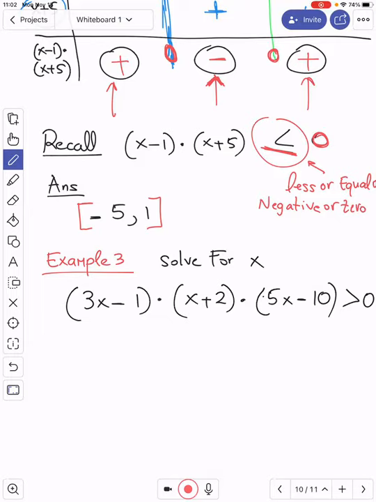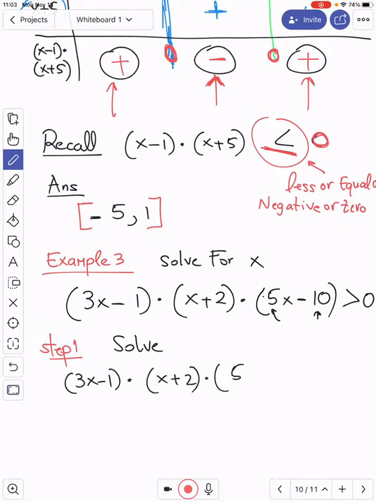Here you have 3 different factors, not just 2, and there's a 5 and a 10. If x is a big number, I don't know, 5 or 4 or wherever, you're probably going to end up with large numbers. But anyway, as a first step, all you need to do is make it equal to 0. So you solve (3x - 1) times (x + 2) times (5x - 10), the whole thing equal to 0.